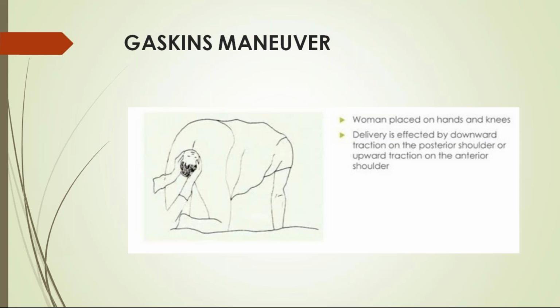This is Gaskin's maneuver. The woman is placed on hands and knees. Delivery is effected by downward traction of the posterior shoulder and upward traction on the anterior shoulder, by keeping the mother in the all-fours position. In this, we'll deliver the posterior shoulder first, which in this position will help us to increase the anteroposterior diameter to deliver the baby, and the posterior shoulder is delivered first, followed by the anterior shoulder.